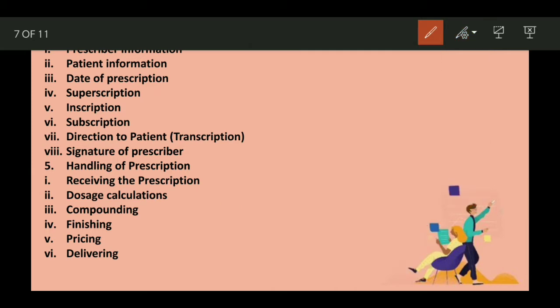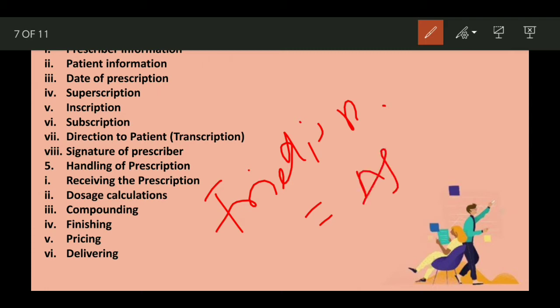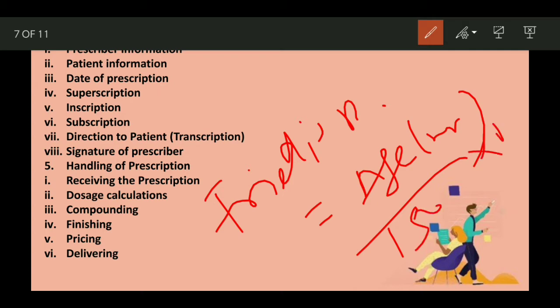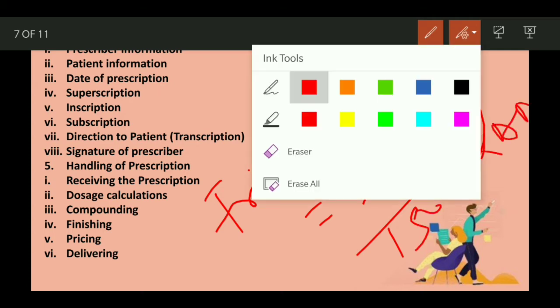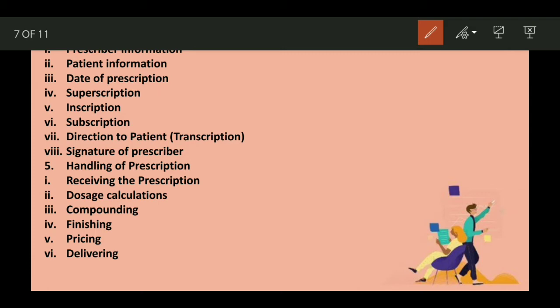Then Fried's rule, in which you calculate the child dose when the age of the child is in months. So age in months divided by 150 into adult dose. So this is how you will calculate the dose.